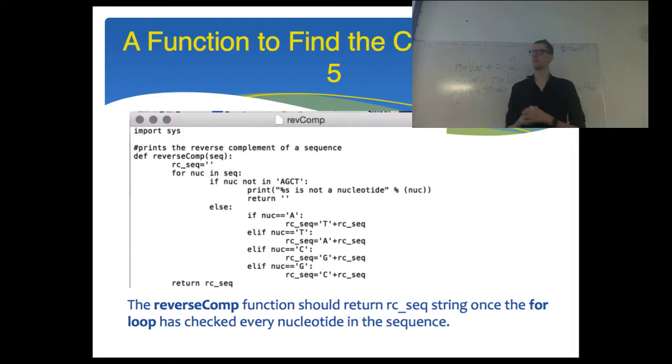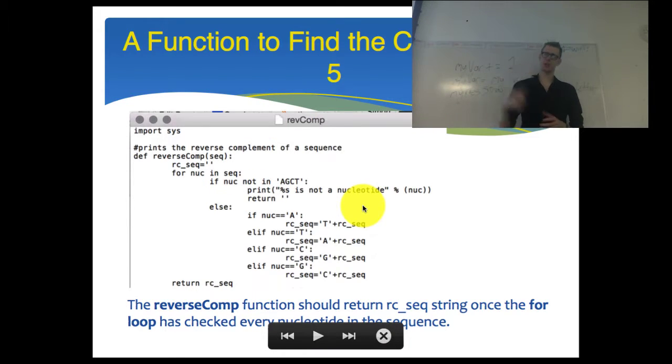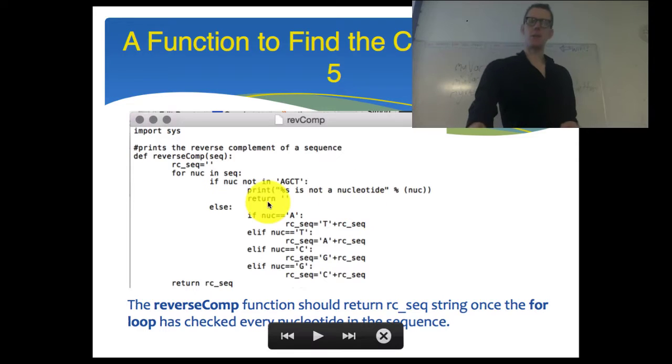So it depends what you want your function to do. If you want it to stop and return nothing when it reaches an invalid nucleotide, you will add this return statement. If you want it to keep going and try and complete the rest, then you might get rid of this return statement and just leave the print statement.